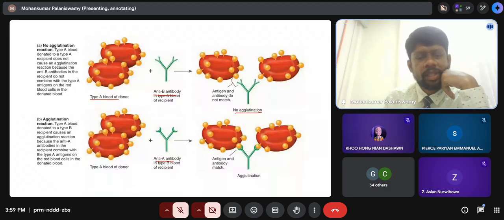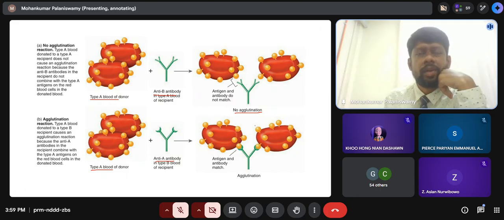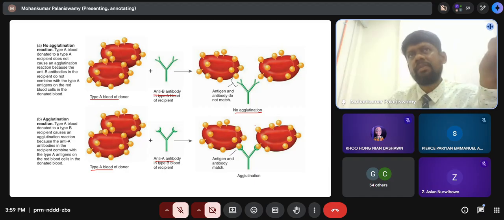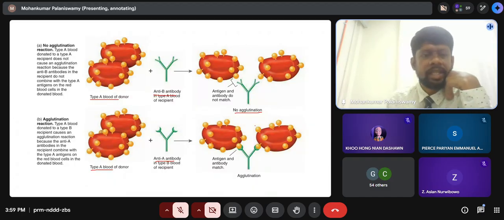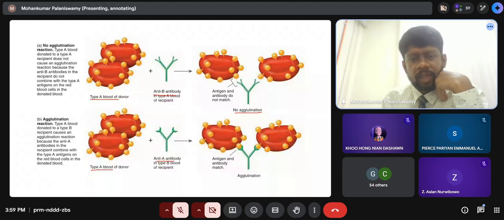But the donor remains the same. Do you know what is the meaning of donor and recipient? Donor is someone who gives, who donates. Recipient means someone who receives, right? So here, in both the scenarios, we have type A blood, and here we have anti-A antibody.